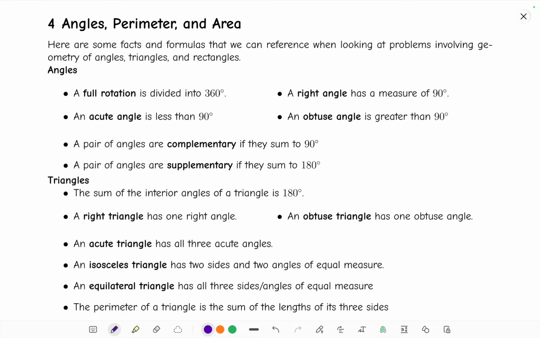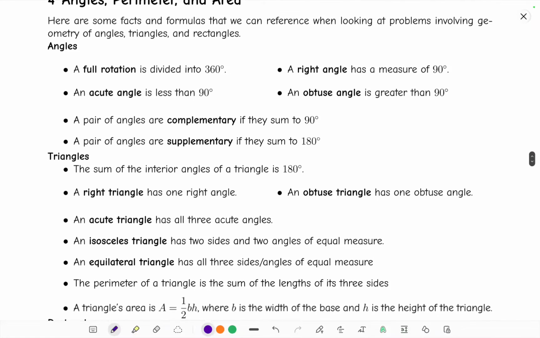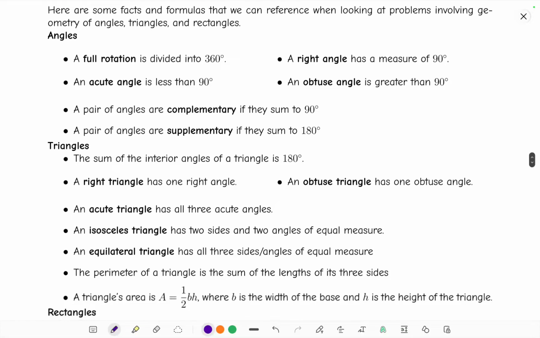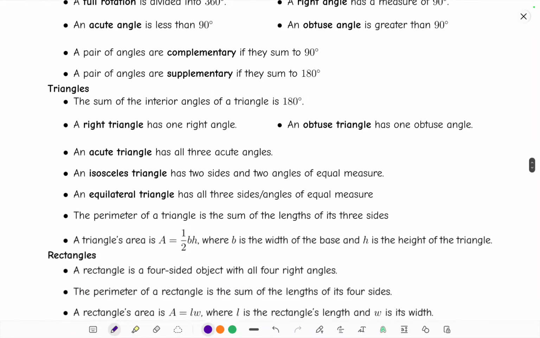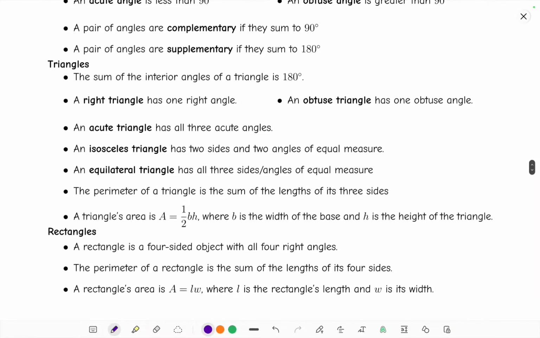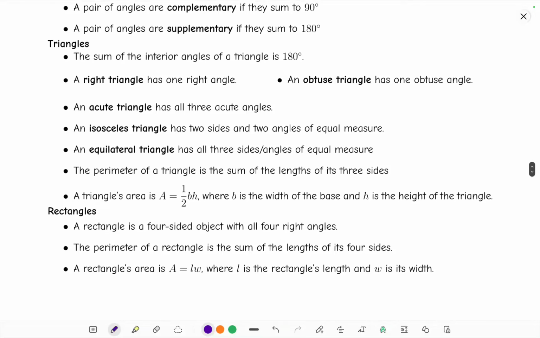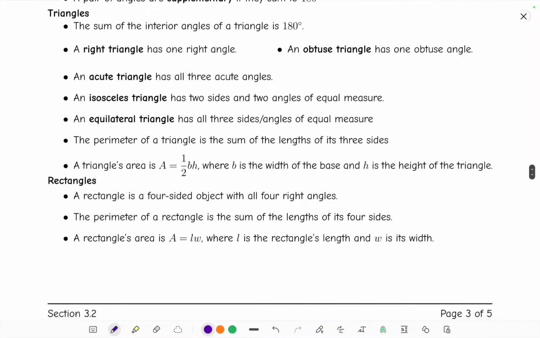I'm not going to read through this next section. I'll let you read through it in the PDF of the notes available on Canvas as I slowly scroll through them. But these are all the information and or formulas you may need to do these types of problems.